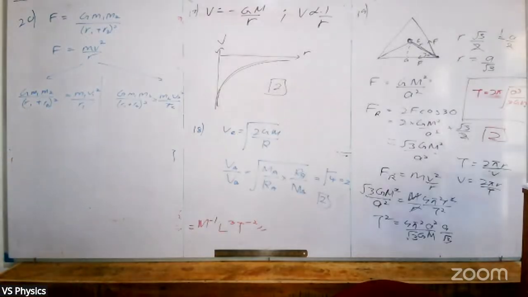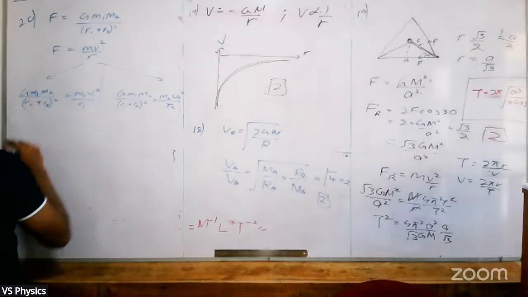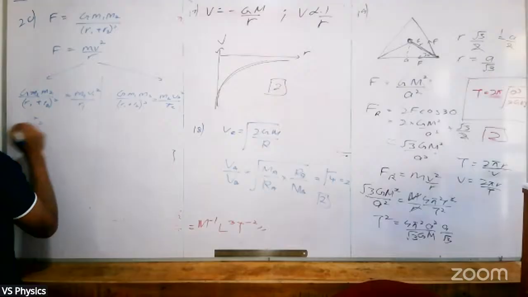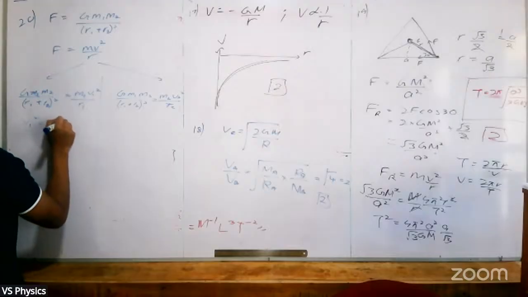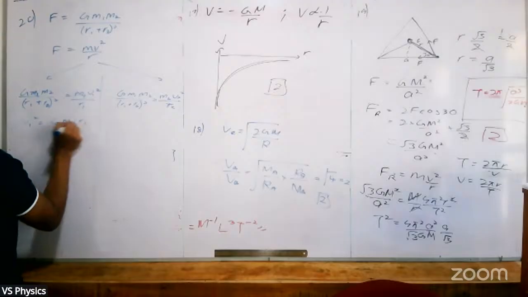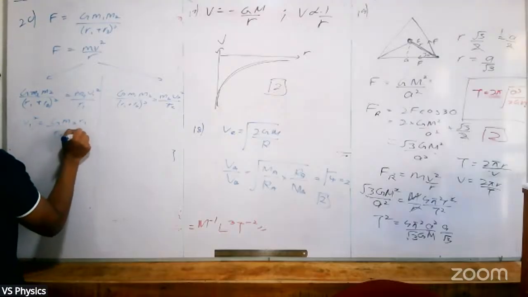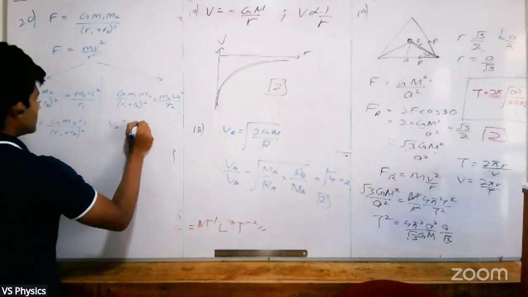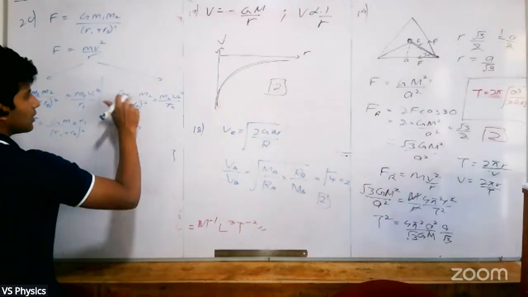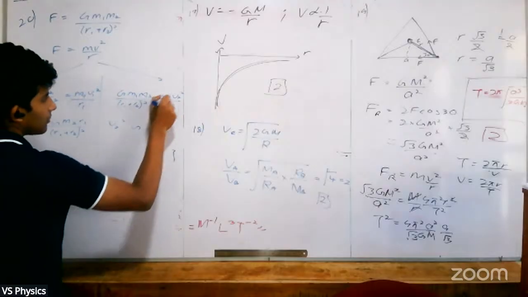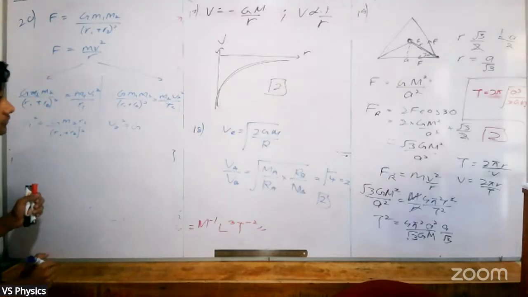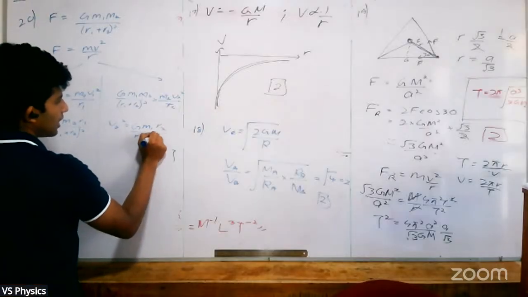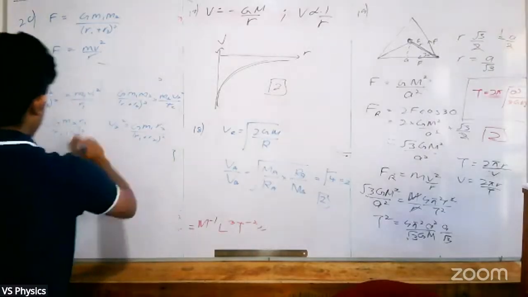What do we get here? m1 gets cancelled off. We get v1 squared equals G m2 r1 divided by (r1 plus r2) squared. Now v2 squared equals G m1 r2 divided by (r1 plus r2) squared. Okay?